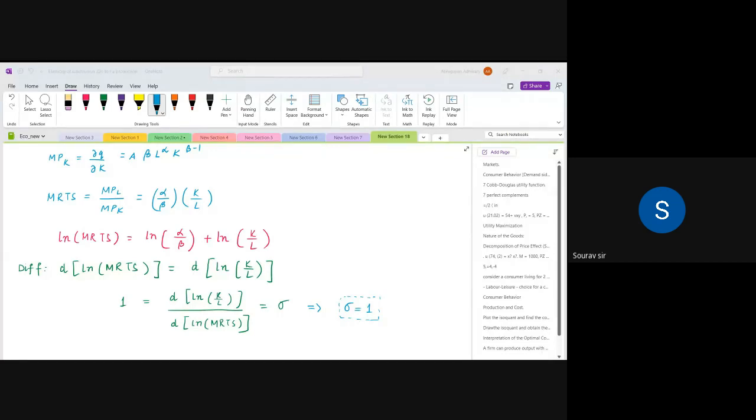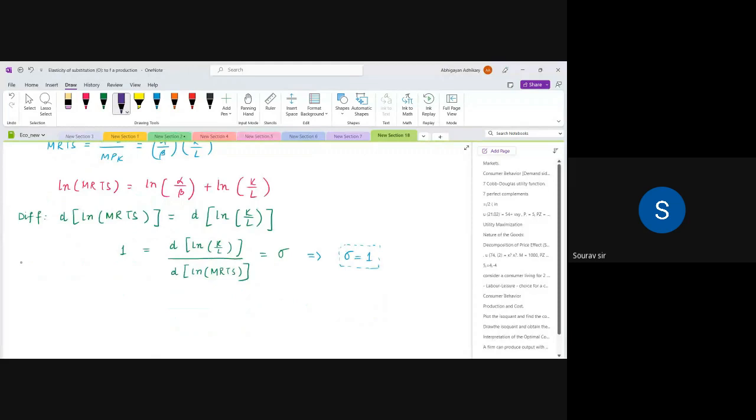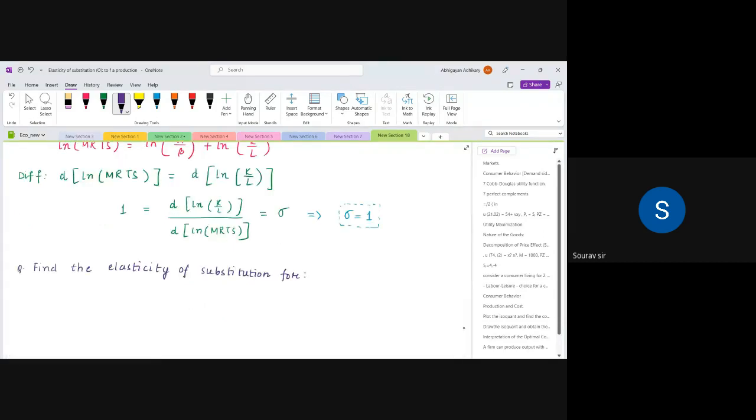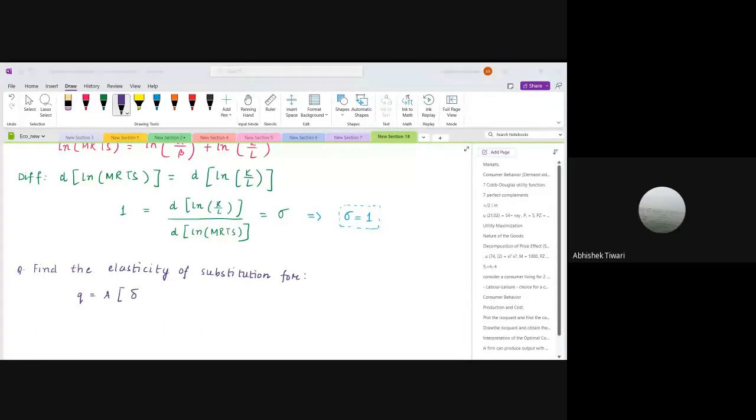All right. So we can move on to the next question. The next one, we want to find the elasticity of substitution for the given production function. What could be the economic interpretation of this? The elasticity of substitution is equal to one.